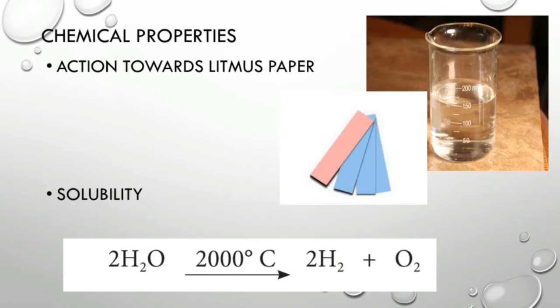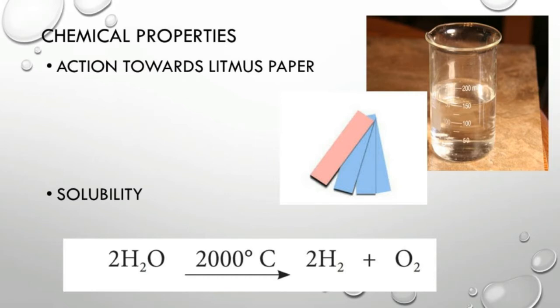Next, chemical properties of water. First, action towards litmus paper. Pure water is neutral and it shows no action towards litmus paper. Then, the stability of water. Water is a very stable compound. It does not decompose into elements when heated to ordinary temperatures.